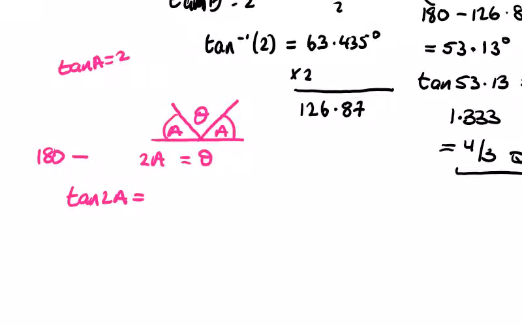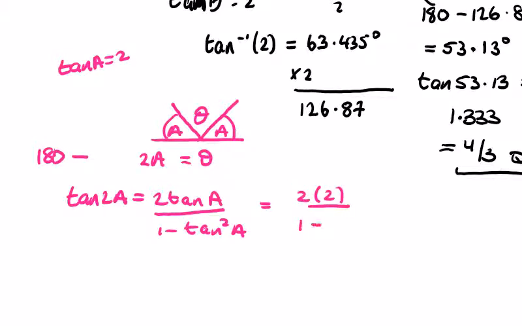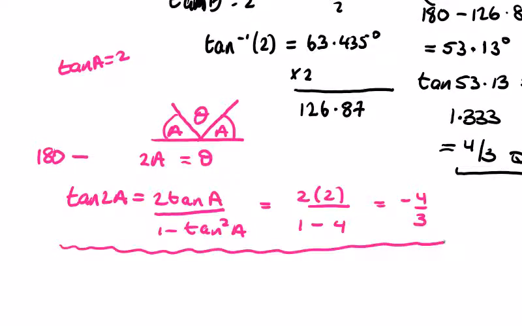The tan of 2A is equal to twice the tan of A, from the tables, over 1 minus tan squared A. Twice the tan of A is twice 2, and the tan of A is 2, so tan squared A is 4, 1 minus 4, so this is equal to 4 over minus 3, or minus 4 over 3. So it looks like we're nearly there. We have the tan of 2A. Now, what about if theta is equal to 180 minus 2A?